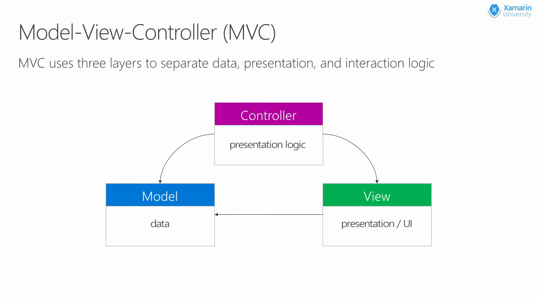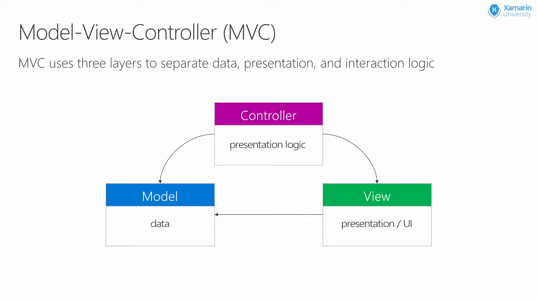MVC divides responsibility for the app between three distinct elements: the model, which is where our domain data is placed, the view, which presents the data to the user, and the controller, which provides the connection between the two. Notice in this diagram that the controller and the view both depend on the model. However, the model depends on neither the view nor the controller. This is one of the key benefits of separation. This allows the model to be built and tested independent of the visual presentation.